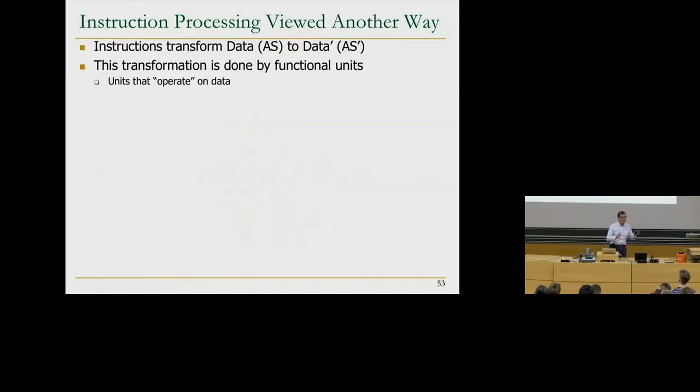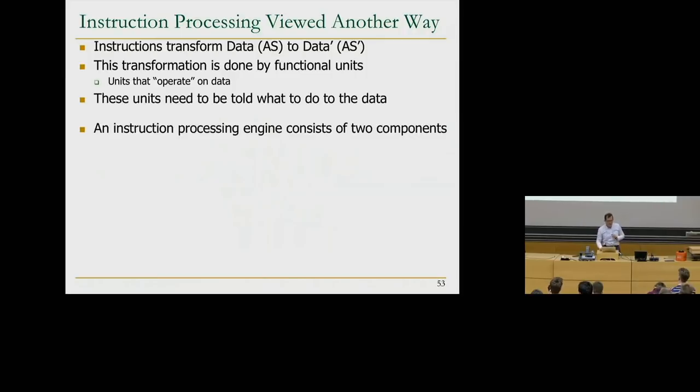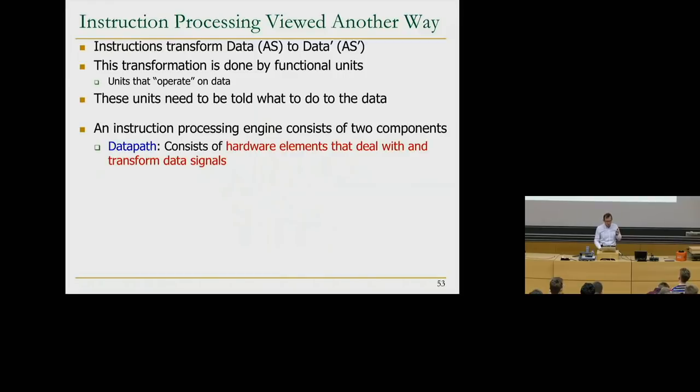Let's look at this in some other way also. What we're doing is transforming architectural state to architectural state prime when we execute an instruction. That transformation is done by what's called the data path components, or functional units. Functional units are part of data path components. These are units that operate on the data. Those units need to be told what to do to the data. So you have a clear distinction between data path and control. An instruction processing engine fundamentally consists of these 2 components.